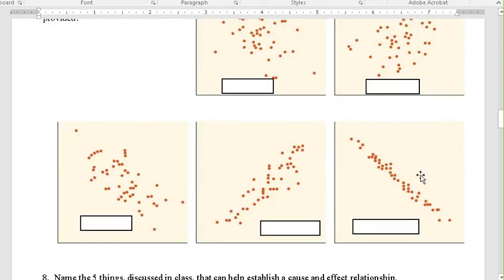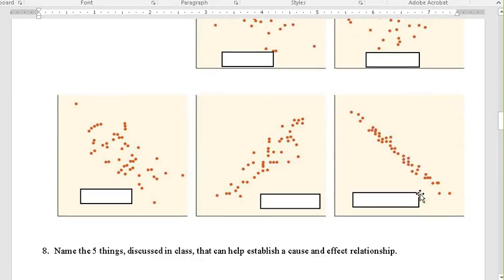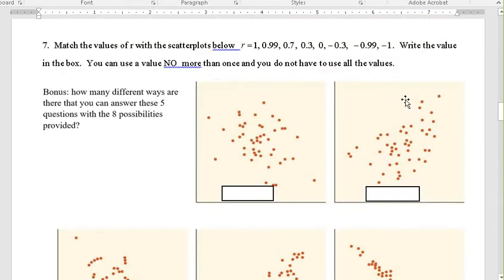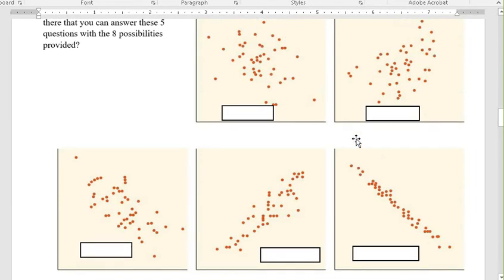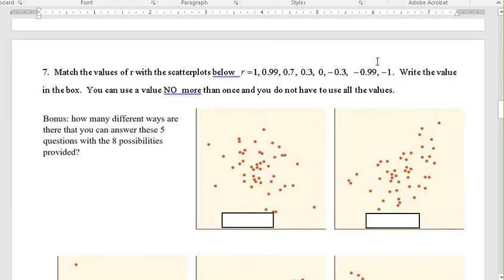So let's start out here and we'll work our way backwards up this thing. Is that a value of r equal to -1 here? Is that a perfect linear correlation? No. Well, what's the next best thing if it's not -1? -0.99. Yeah, that makes sense. So we can eliminate 2 of them, right? It's not -0.99 and it's not -1.